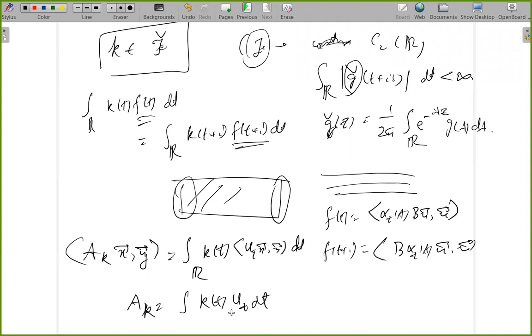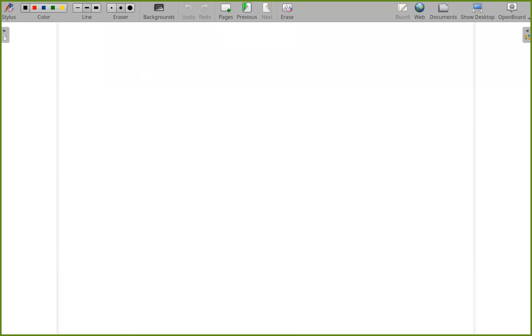In other words, you are taking some sort of Fourier transform. If you're thinking of u_t as e to the iHt, which we know exists from Stone's theorem, this is like taking some sort of Fourier transform of this function k(t). So A_k of u is nothing but k hat of H.